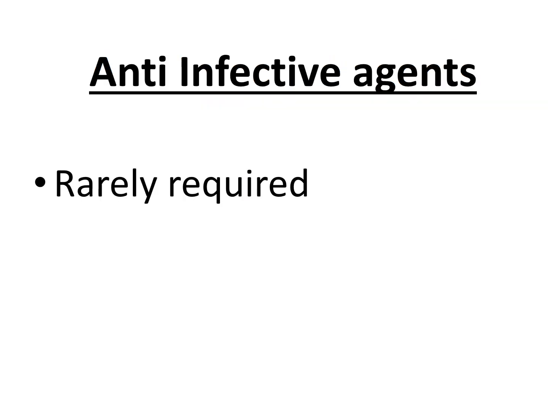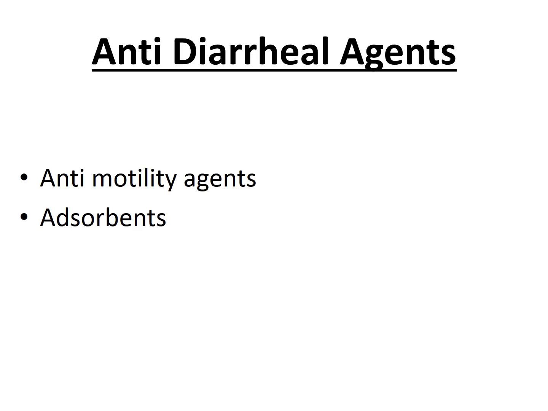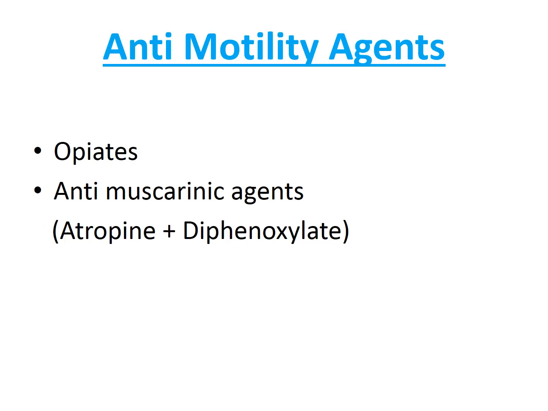Anti-infective agents, for example antibiotics, should only be given in cases when culture is positive, so that resistance to antibiotics can be avoided. Anti-diarrheal agents include anti-motility drugs and adsorbents. Now, anti-motility agents include opioids and antimuscarinic drugs.